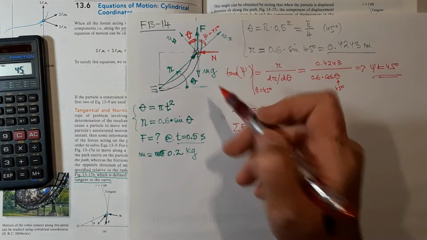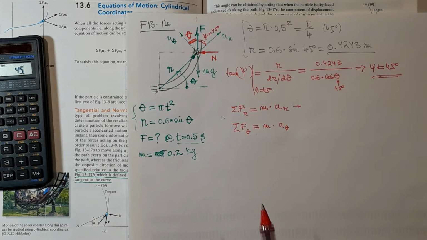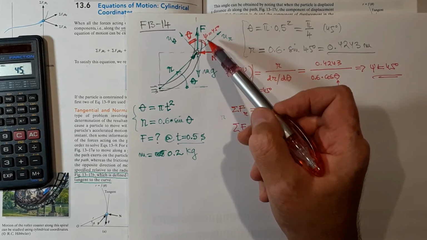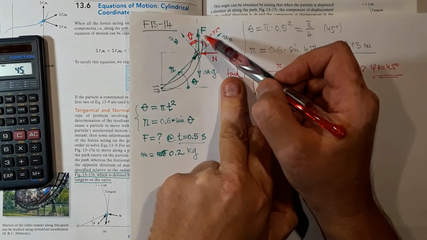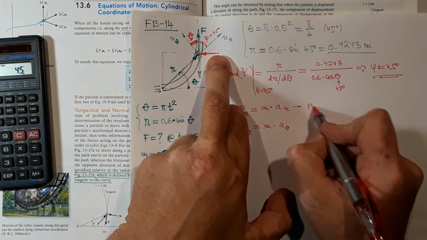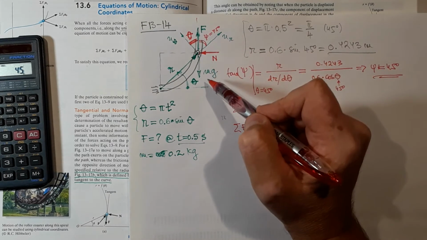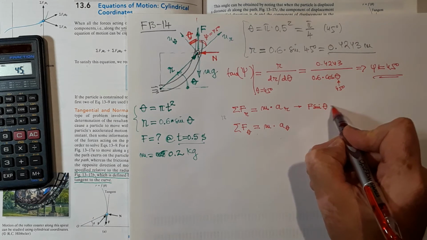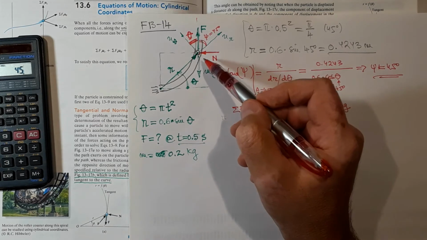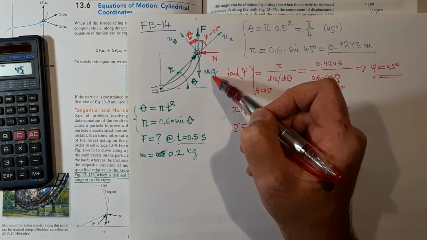So what do we have here? For the sum of forces in the r direction, we have the projection of F, and it projects with sine of theta. So I have F sine theta. And then I have the projection of the weight, so it will be minus mg, and this is projected also with sine of theta.